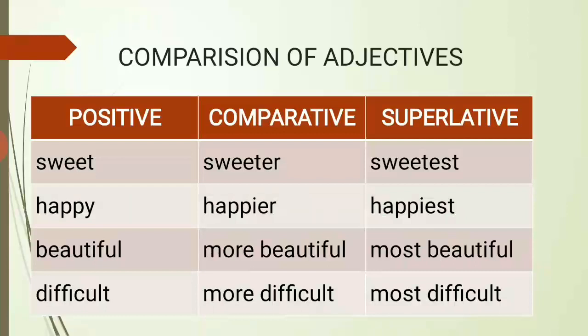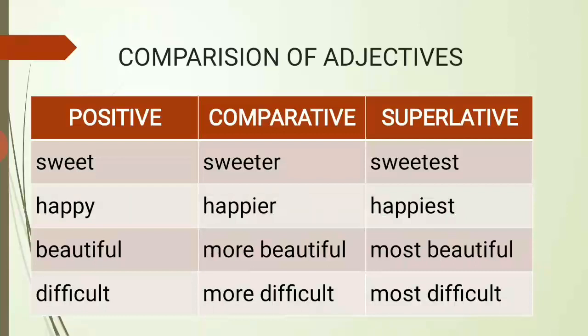It is used, of course, as I have told you, when we compare more than two people or things, and the definite article the is used before the superlative degree. So if I say a sweet girl, a sweeter girl, but it will not be considered as a sweetest girl, it will be the sweetest girl. Again, a beautiful rose, a more beautiful rose, the most beautiful rose.